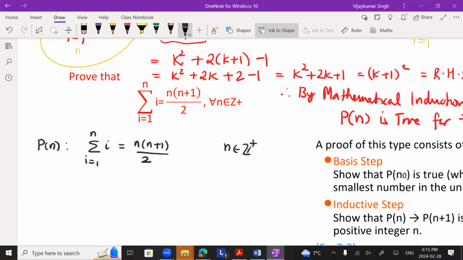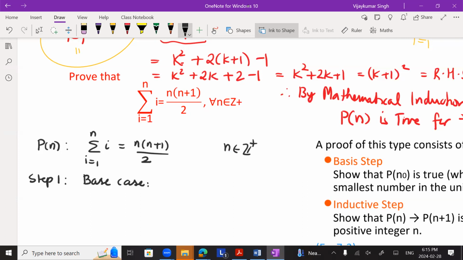Okay. So again, here we start step 1. It's a good idea to write step by step. So step 1, base case. Here you see the base case is already, when you write it like this, the base case is 1. Makes sense?